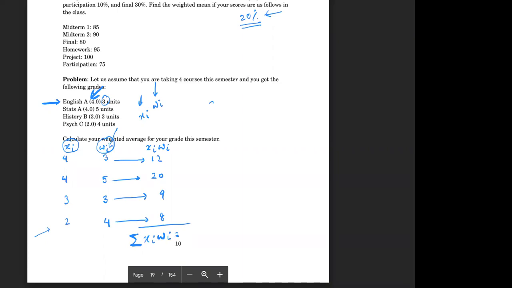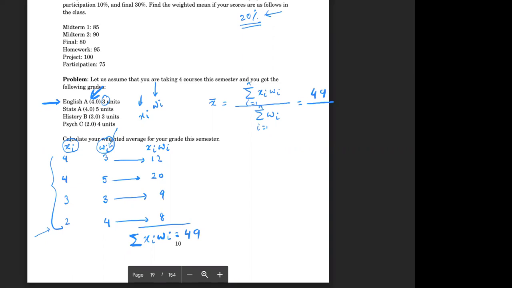Remember, my formula is X bar is equal to summation Xi, Wi divided by summation Wi. Technically, i goes from 1 to n in both, but sometimes we skip it when it is clear what we are talking about. In this case, i is going to go from 1 through 4 because there are 4 data points. So 12 plus 20 is 32, plus 9 is 41, plus 8 is 49. So the numerator is going to be 49.